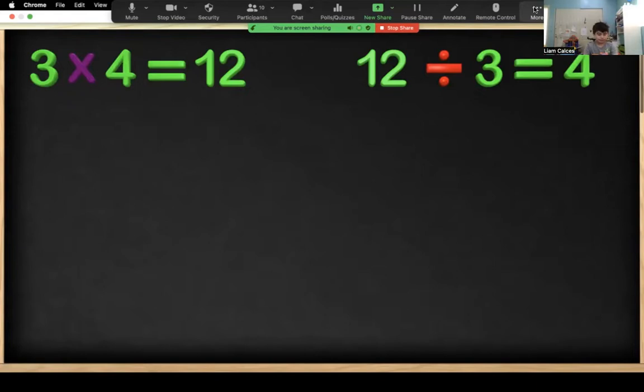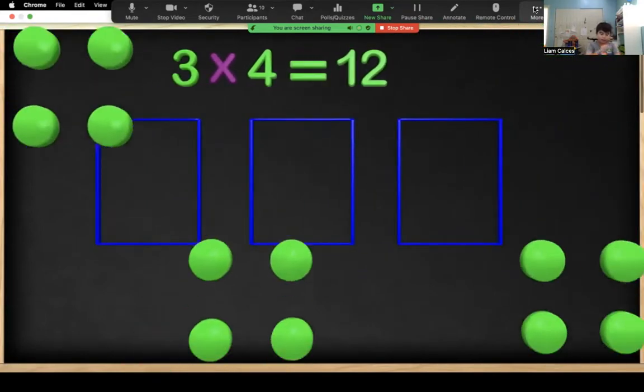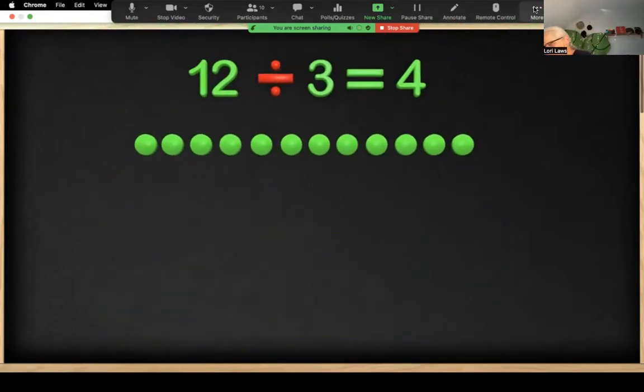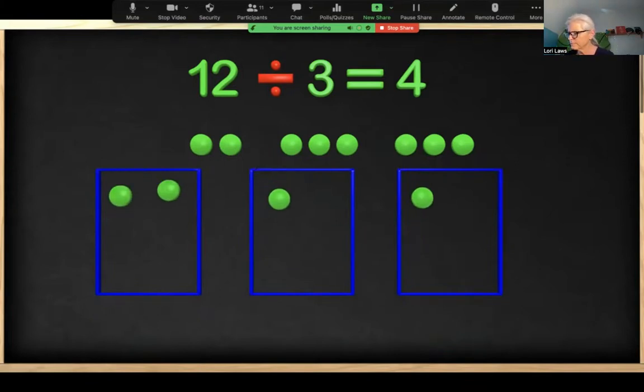Now let's look at the relationship between these two problems. In the problem 3 times 4, there are 3 groups. And within each group, we have 4 dots representing the 4 that are in each group. There are 12 dots total, which is our answer. In the division problem, you will notice that the 12 is at the beginning. In a division problem, you start with the total number of dots. The problem is telling us that we will take 12 dots and divide them equally among 3 groups. We will put a dot in each group until all dots are gone.